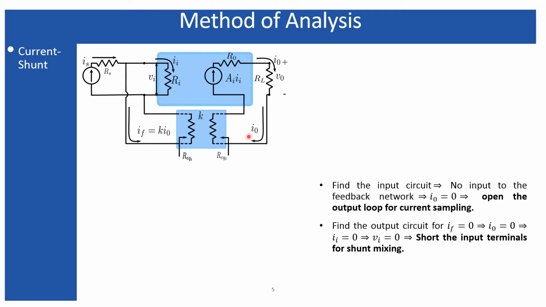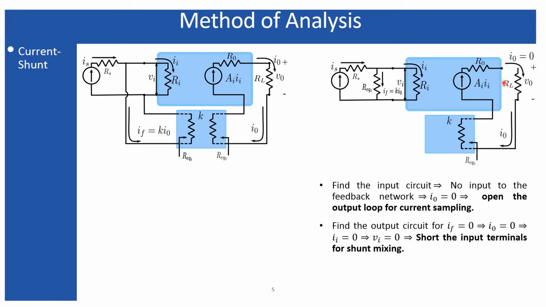Now since current is being sampled in this case, I have to make I naught equal to 0, so obviously I have to open the output loop in order to ensure that I naught is equal to 0. And with this condition, we can see that the equivalent impedance looking from this terminal is appearing across the input terminals. You can see from over here. So the general rule for current sampling is to open the output loop.